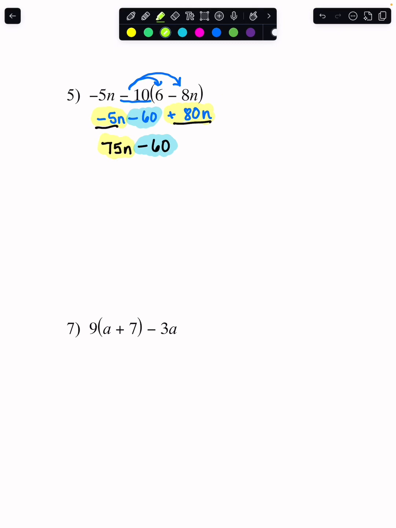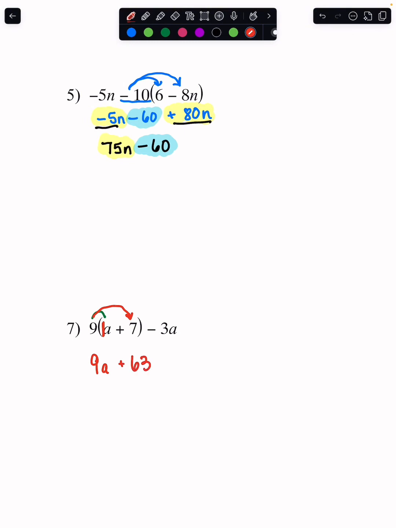Okay, now that you've had the opportunity to try this one, let's see if you got it right. So let's say, now this one's a little bit easier. 9 times a, well, there's no number in front of that a. Well, technically there is. There is a 1. So 9 times 1a is 9a. And then this 9 times 7 is 63.